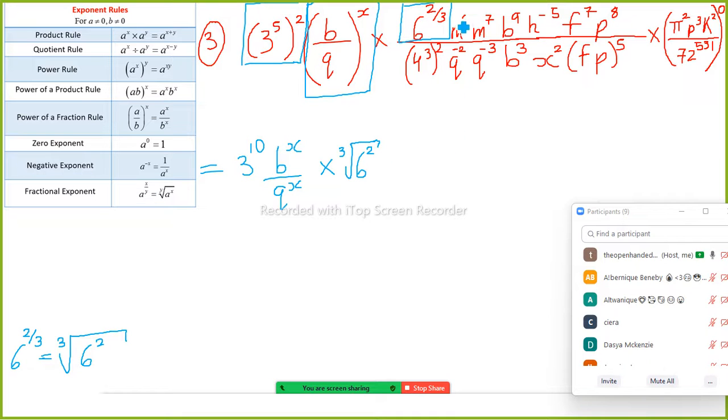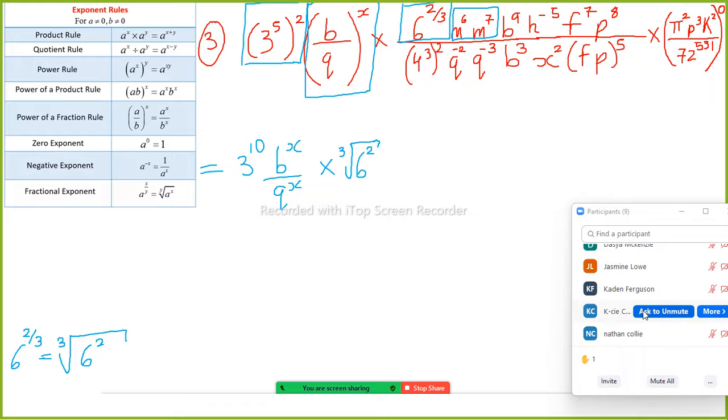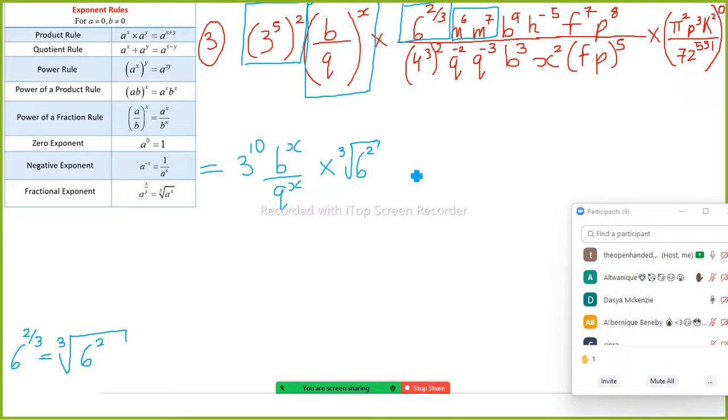Then Deja, what do we do with m to the 6 and m to the 7? You keep the base and you just add the powers, so 6 plus 7 is 13. M to the power of 13. Good. Excellent.